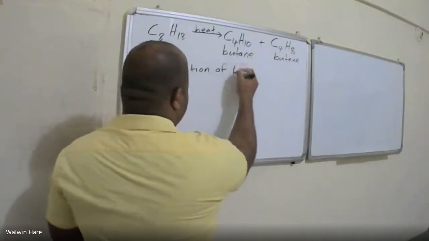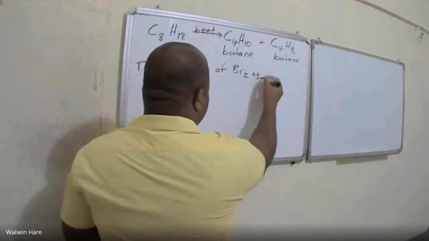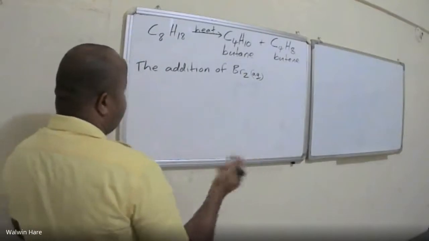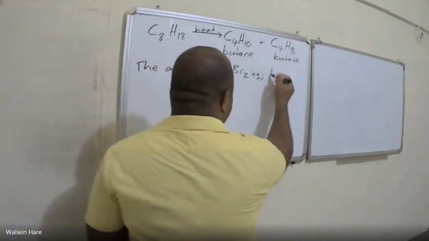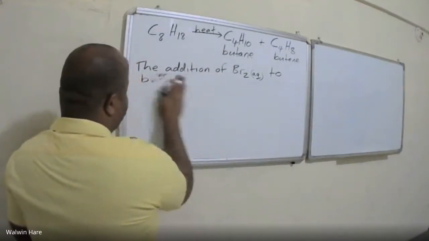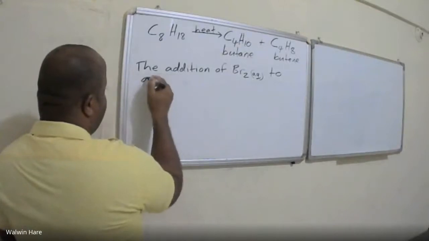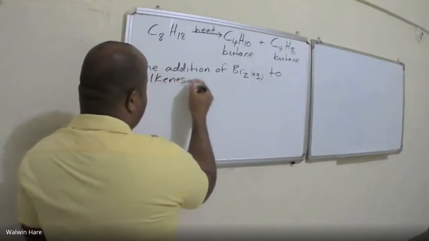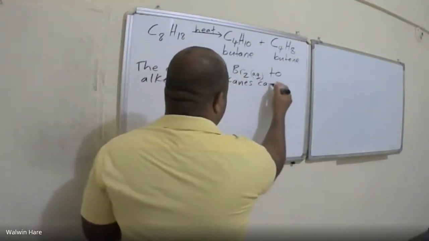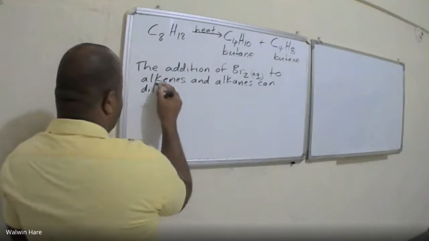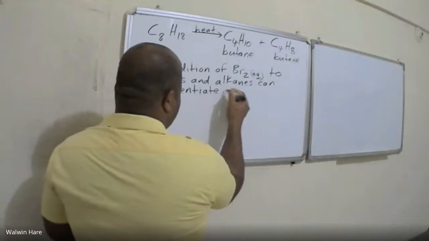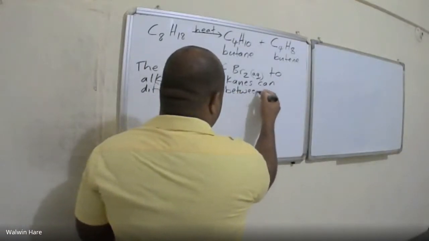Alright, so the addition of bromine water. Once you see aqueous bromine, it's bromine water, right? So the addition of bromine water to alkenes and alkanes can differentiate between the two.